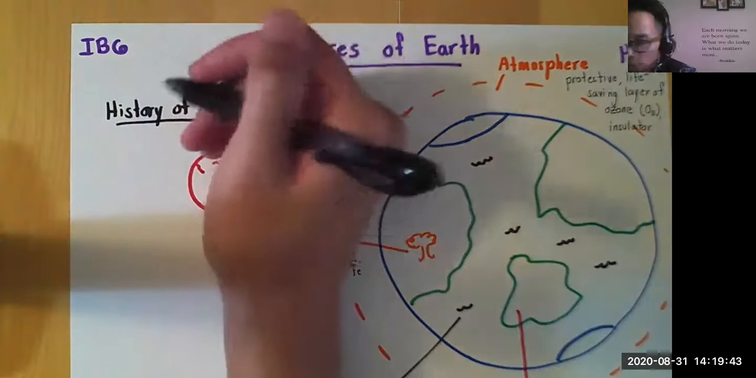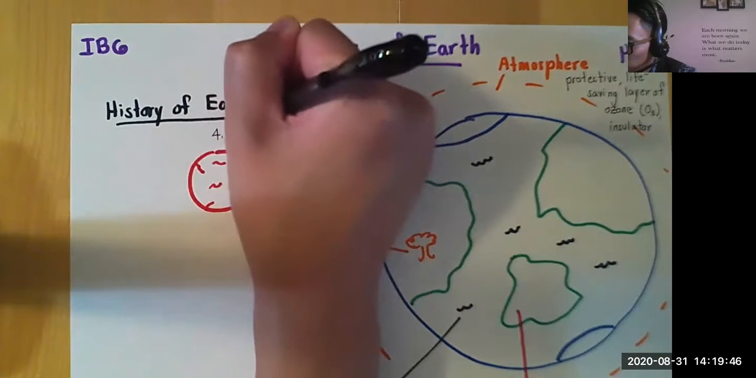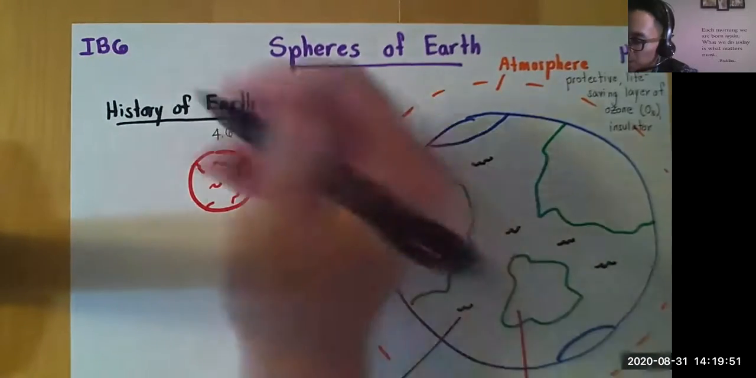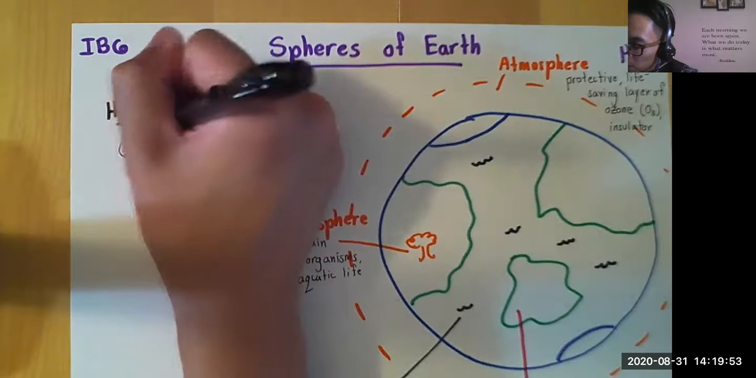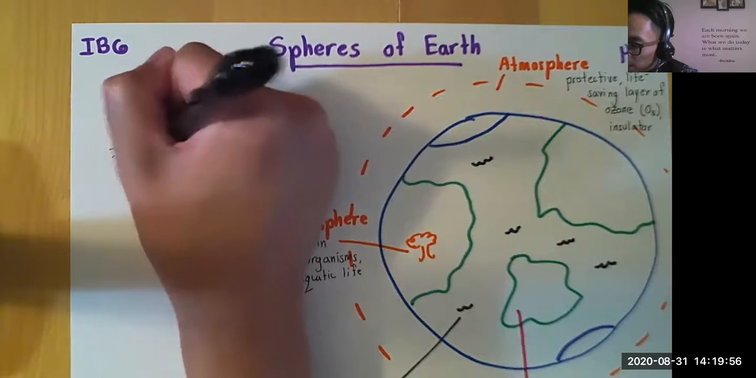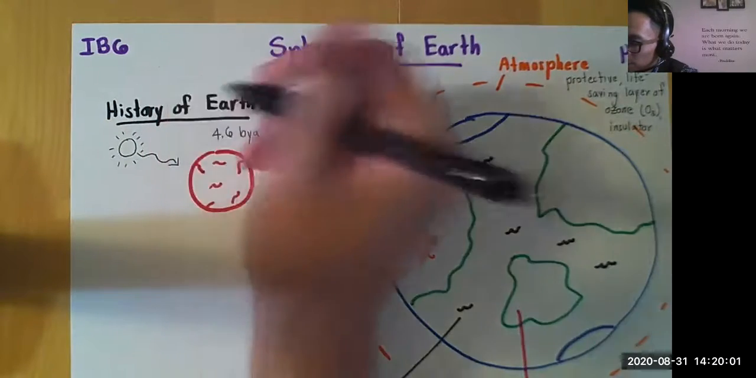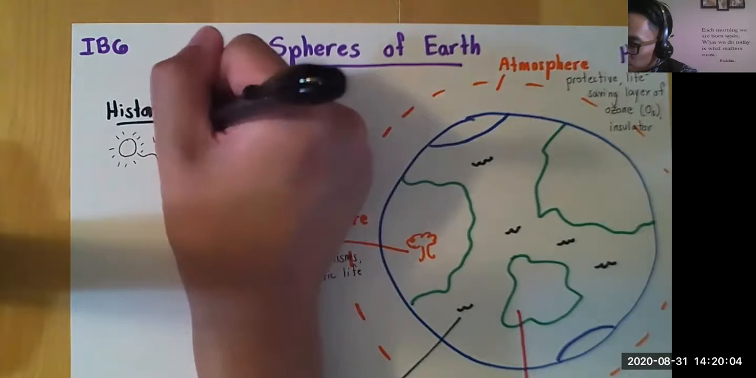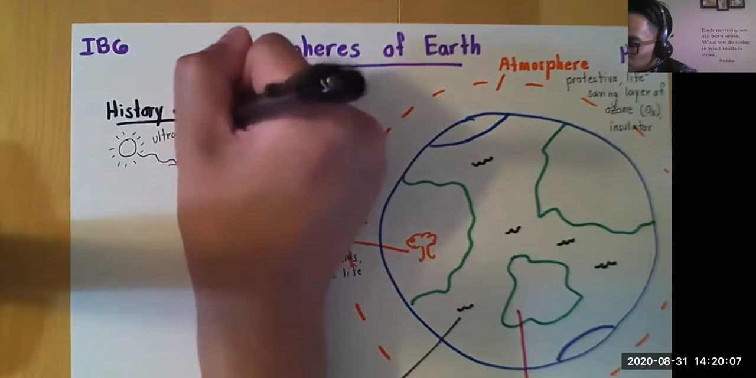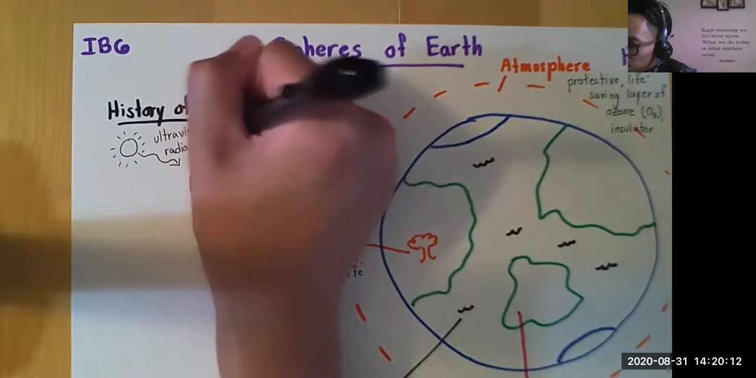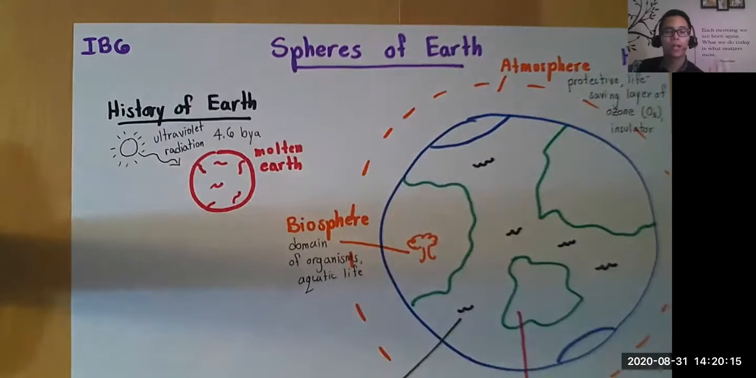Now, back in those days, and when I say those days, I mean 4.6 billion years ago, BYA, billion years ago, you had the sun far away, 93 million miles, shooting a bunch of very harmful ultraviolet radiation at the Earth. And this ultraviolet radiation made it really hard for things to survive, as if the molten heat was not enough.